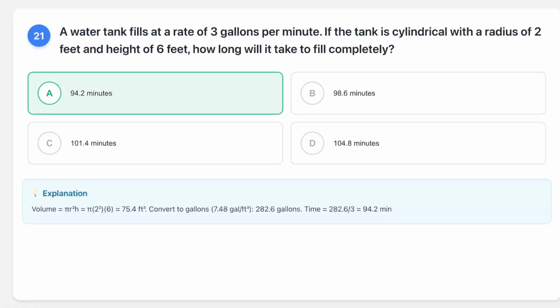Explanation. Volume equals pi r squared h equals pi x 2 squared x 6, equals 75.4 cubic feet. Convert to gallons, 7.48 gallons per cubic foot, 282.6 gallons. Time equals 282.6/3 equals 94.2 minutes.